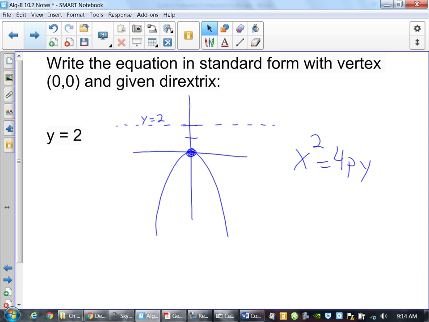p value is always the distance from your vertex to the directrix. So our distance here is -2. So the p-value is -2, because I went up here, which means the other one would be here. The focus would be at 0, -2, so that means our p-value is -2. So this would be x squared equals 4 times -2y, otherwise known as x squared equals -8y. And that's what that would look like.